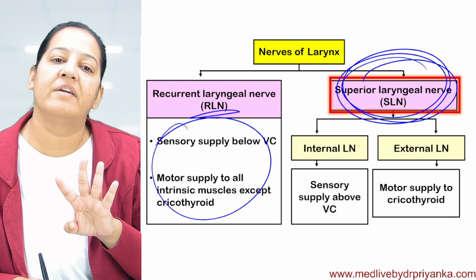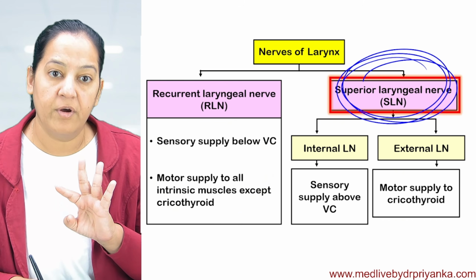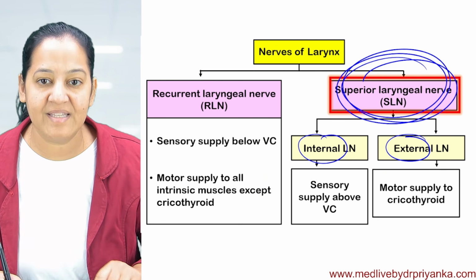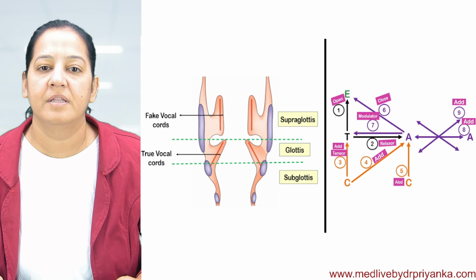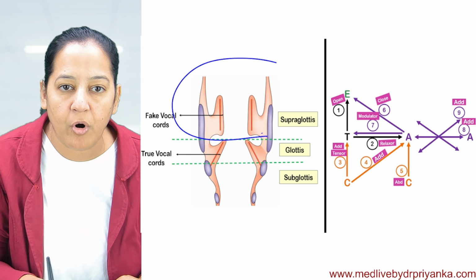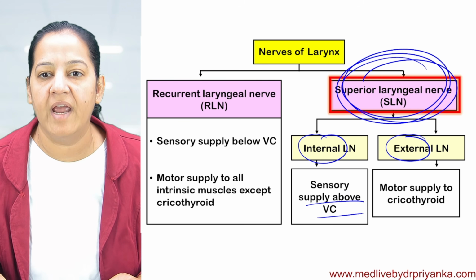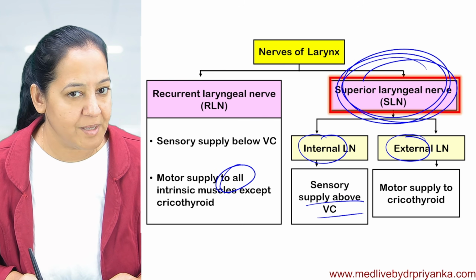It is RLN only which is doing sensory and motor supply. But SLN has two branches, one internal and one external. The internal branch has sensory supply above the vocal cord. This area is supplied by the internal branch of SLN. And for motor, all muscles are already supplied by RLN.